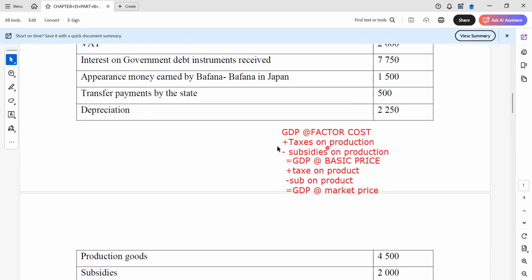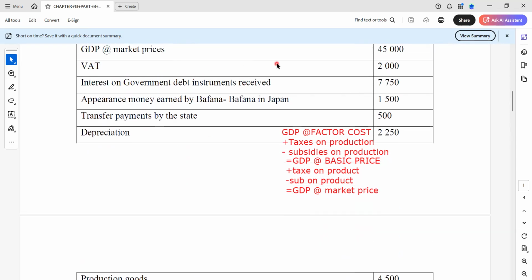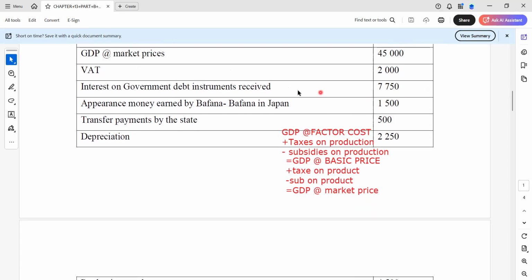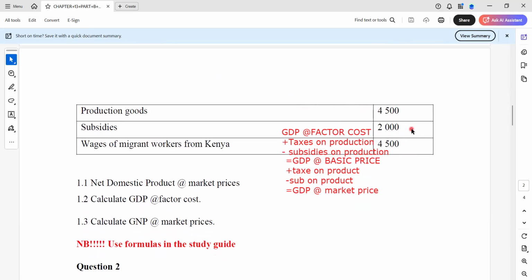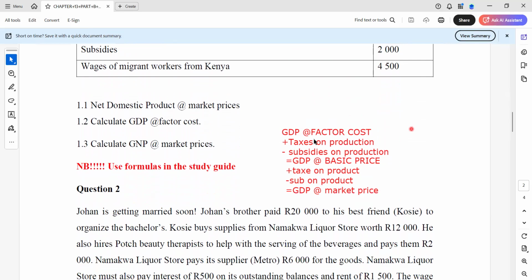So this one is just VAT. They didn't tell us if it's the one on the production or the one on the product. But even if it was production or product, it was still going to be separated. So we're going to separate this figure as well, right? I hope you guys are getting that one. So this one is what? It's 2000. And this one is what? Okay, 2000 as well.